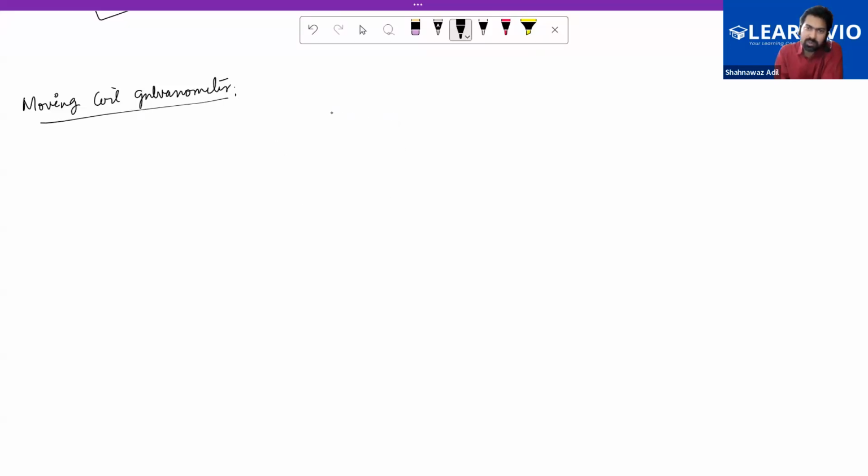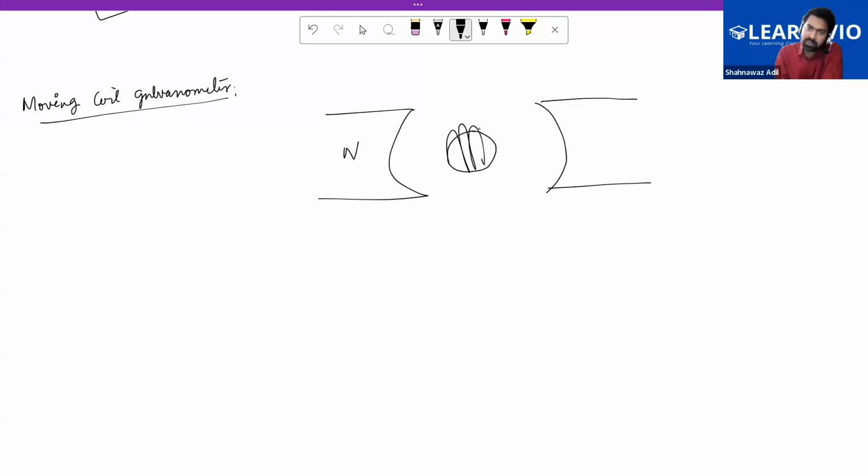So in a moving coil galvanometer, we have this system: a permanent magnet, and then we have the cylindrical coil, which is wrapped with a number of turns. This is a soft iron core, wrapped by the coils. And then there is this pointer, connected with this indicator or scale, the deflection scale, and the angles are marked in here.